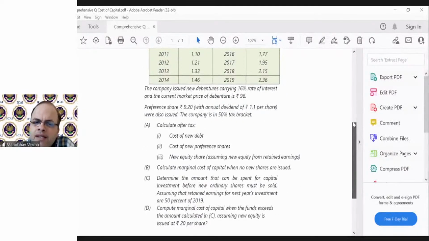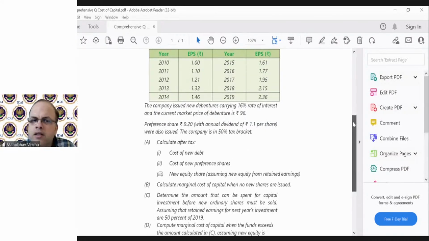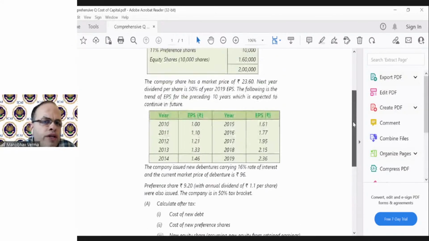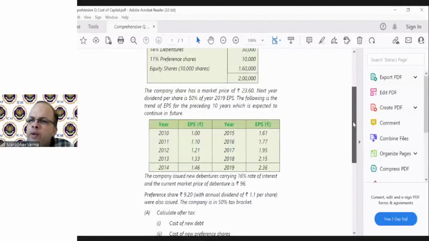Question A, B, C, D. Specifically with respect to the question which was asked by Vinay, the marginal cost of capital will be very much evident when we look at questions B, C, D here. Are you getting me? So let's start solving it one by one. My first question here is, what is the cost of new debt?